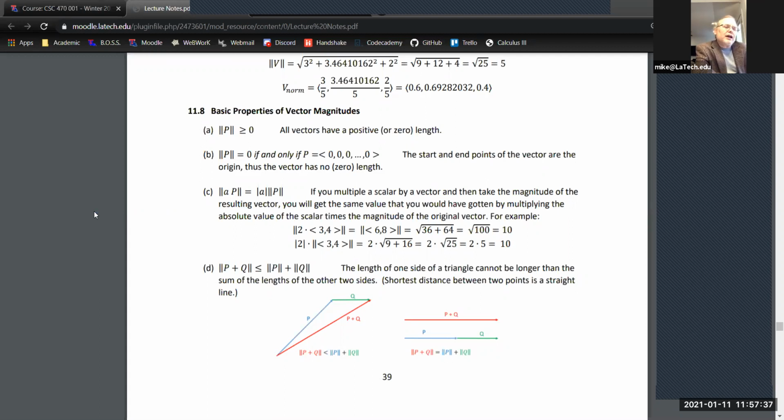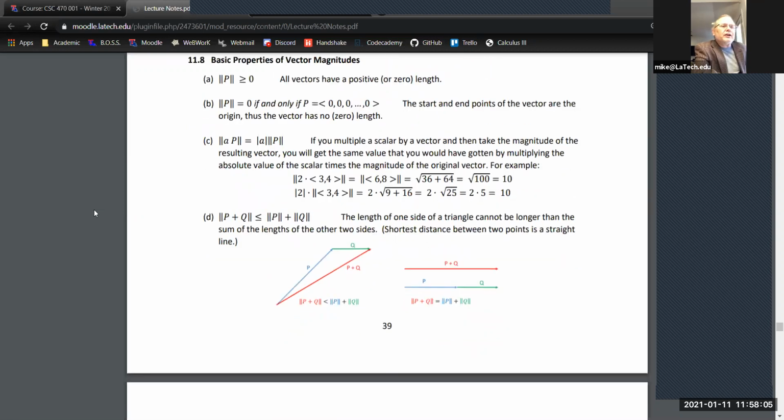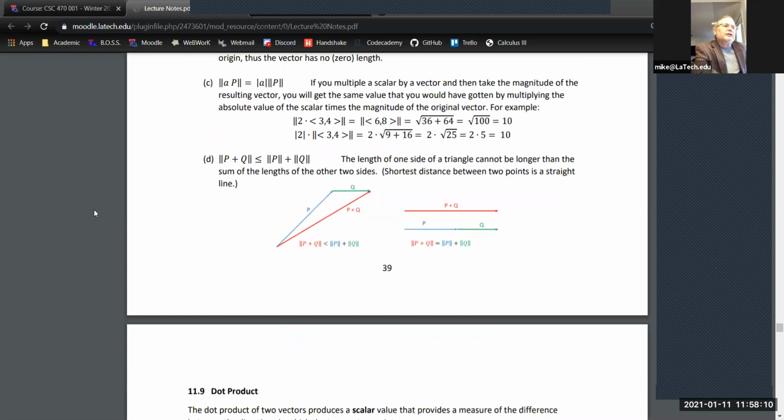So you could add P and Q together if they point in exactly the same direction. And in that case, and in only that case, the magnitude of P plus Q would be equal to the magnitude of P plus the magnitude of Q. Does that make sense? Okay. So with all of that background, that gets us to the two important operations on vectors that we need to know about. We need to know about dot product and cross product.